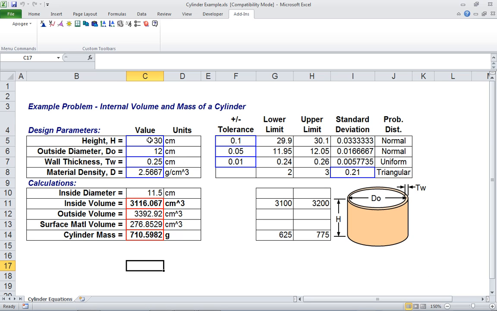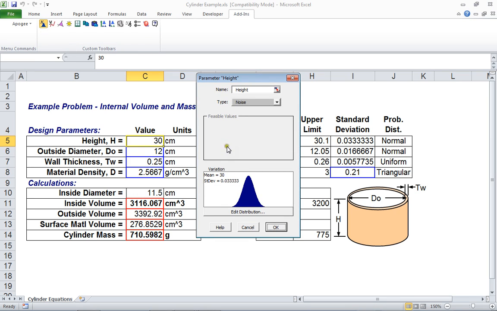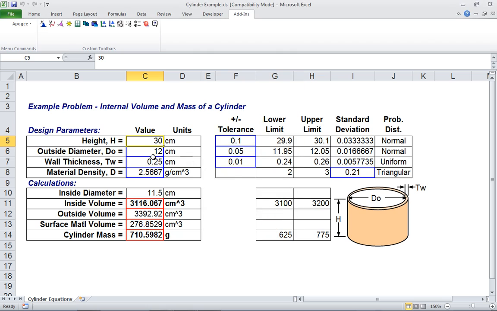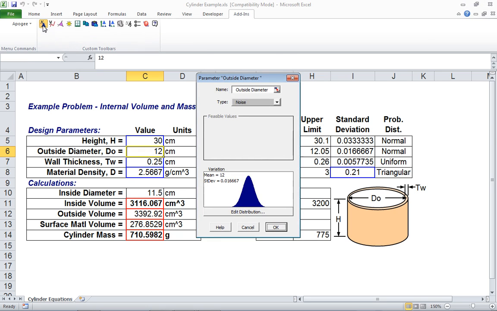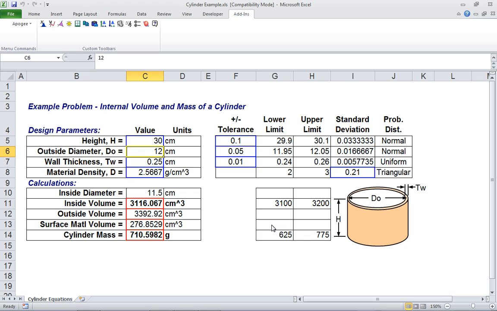So we have our 4 primary parameters identified, and for these parameters we have defined them as noise parameters with given means and standard deviations that are associated with the stated tolerances. So we have each one of these defined that we'll be working with in this particular problem. Okay. Now then, we've also defined our inside volume and our cylinder mass specifications, and then we've also defined additional responses that would be related to our constraints that we need to satisfy in this design.